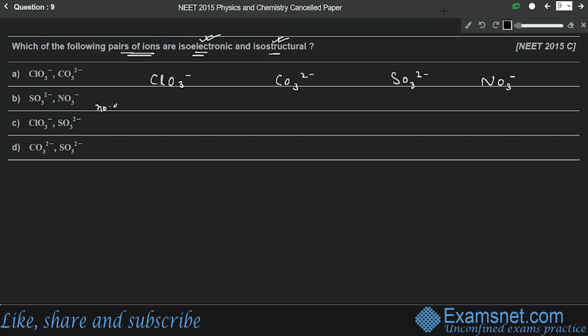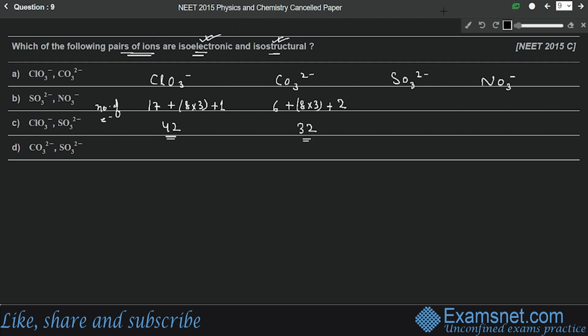Number of electrons. In ClO3 minus, we have 17 for chlorine plus 3 oxygens, so 8 into 3, and then 1 minus charge means 1 more electron is added, so plus 1. So total number of electrons will be 42. Then we'll find the number of electrons in CO3 2 minus. For carbon, 6, then 3 oxygens, so 8 into 3, and 2 more electrons are added, so plus 2. So total number of electrons here will be 32.